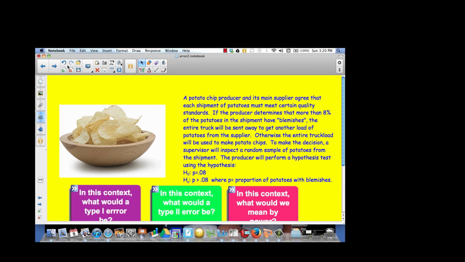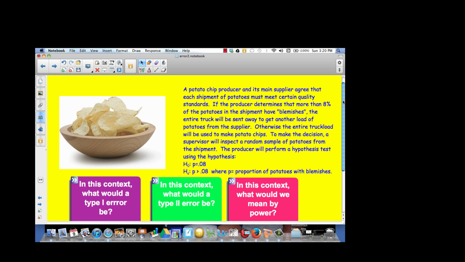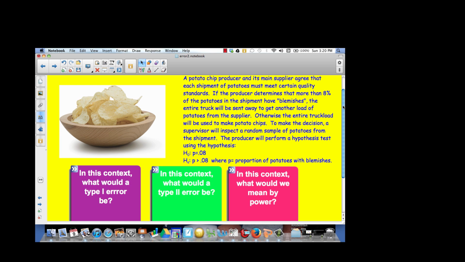Upwards and onwards to the wonderful world of potato chip manufacturing. Here's the deal. A potato chip producer and its main supplier agree that each shipment of potatoes must meet certain quality standards. If the producer determines that more than 8% of the potatoes in the shipment have blemishes, the entire truck will be sent away to get another load of potatoes from the supplier. Otherwise, the entire truckload will be used to make potato chips. Yay! To make the decision, a supervisor will inspect a random sample of potatoes from the shipment.